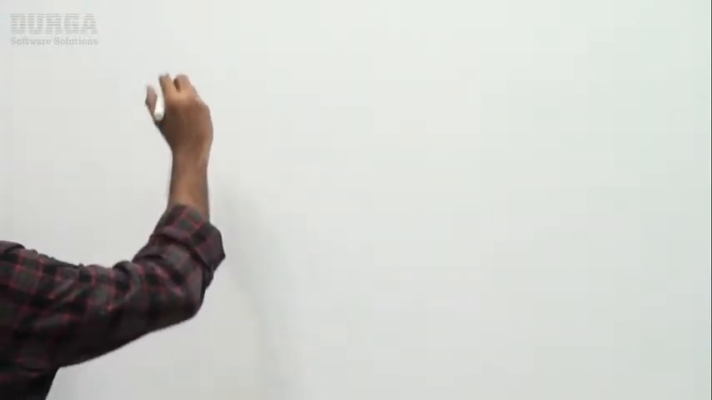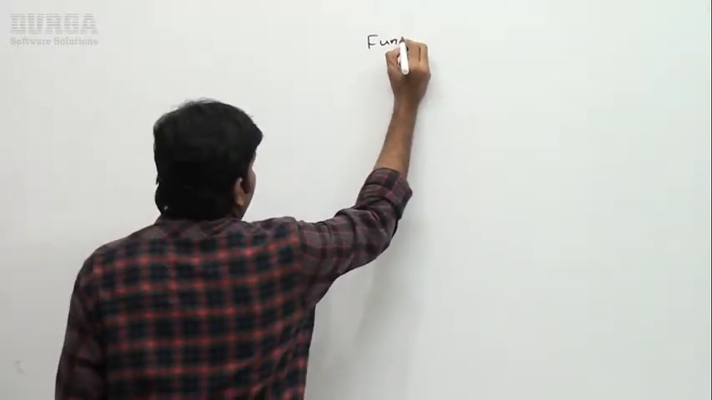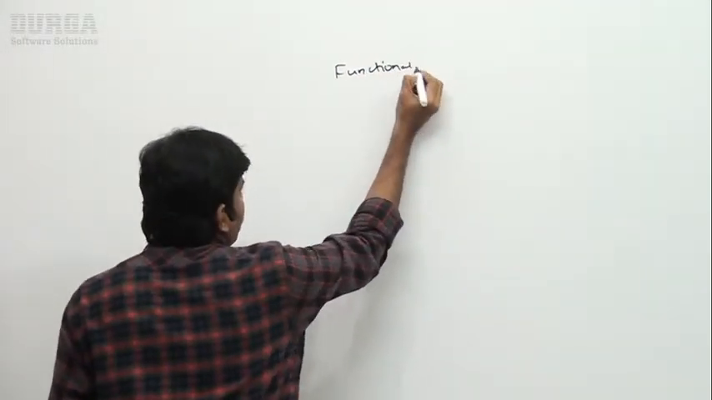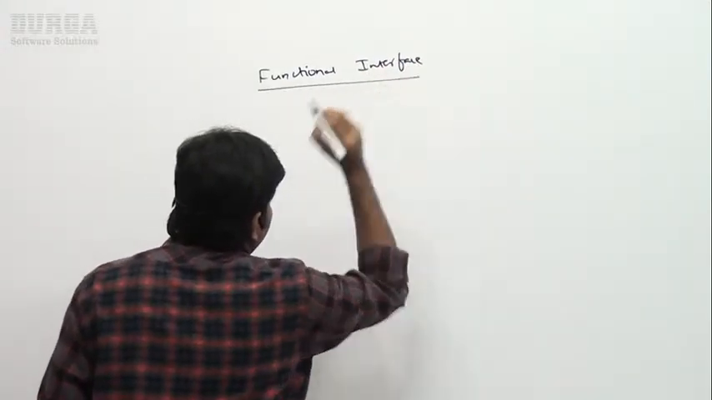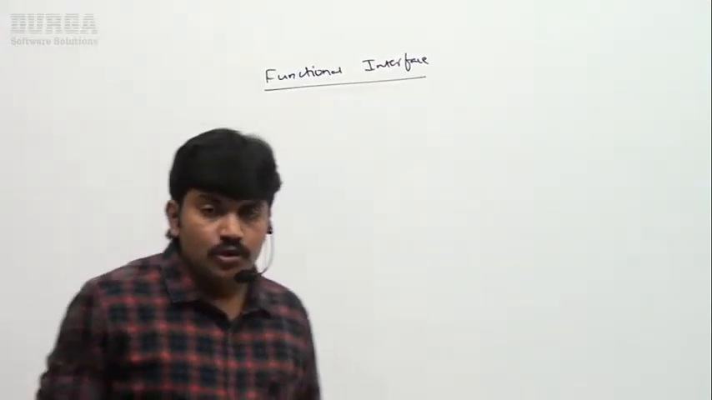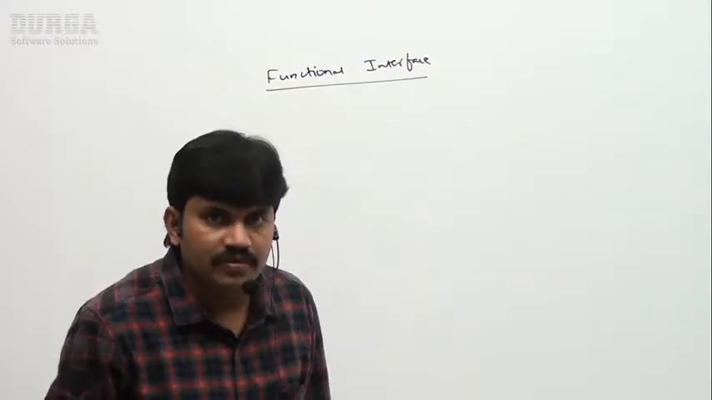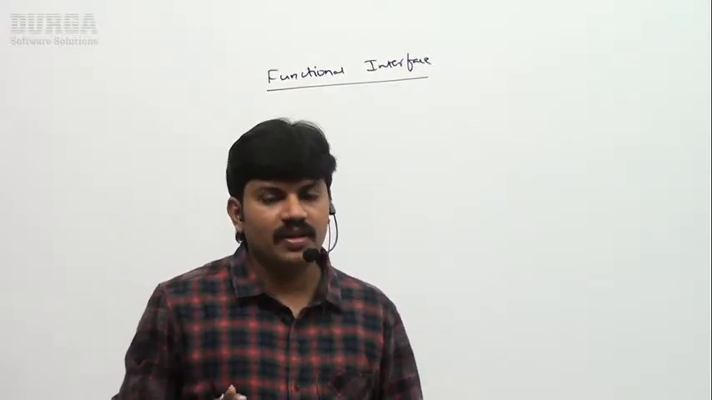To call that lambda expression, compulsorily some concept is required. What is that concept? It is functional interface. Are you getting it? So, what is the purpose of functional interface? What is the concept name, sir? Can you spell it out? Functional interface. Once we write lambda expression, to invoke that lambda expression, we require functional interface.